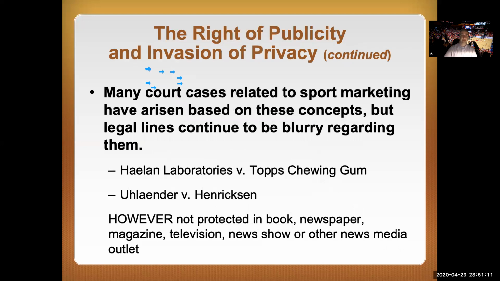Many court cases related to sports marketing have arisen based on these concepts, but legal lines continue to be blurry. There are some great examples in the book.